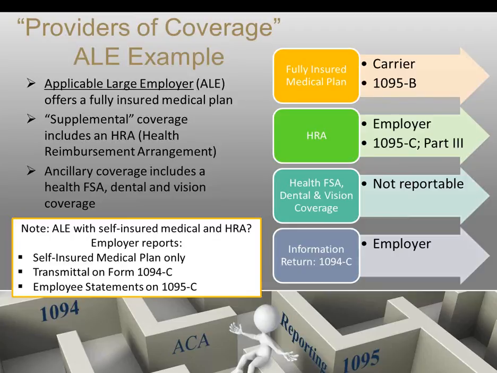So they would transmit on 1094C, which is what they would do anyway, and then they would furnish statements through 1095C. And again, not just completing Parts 1 and 2, but also Part 3, which would be all of the coverage information. But now, instead of the HRA being shown, it is now just going to be reflective on the medical plan itself.